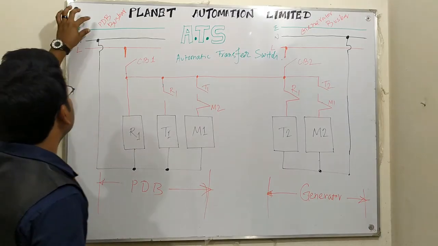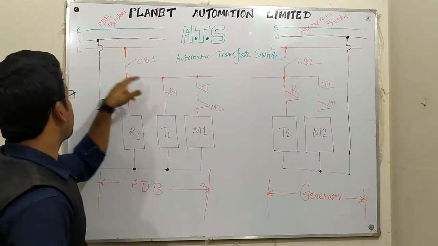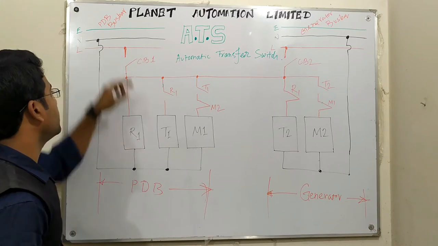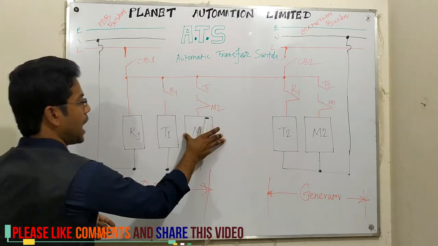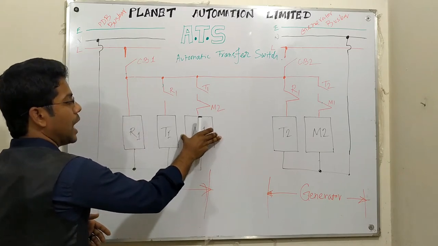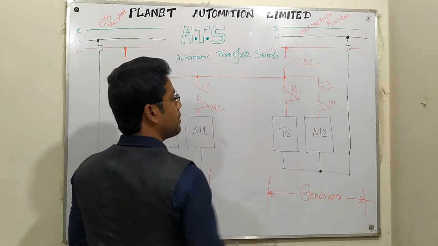This is our earth. First I draw the earth here, the middle is the neutral, and the last is the line. This is our PDB section. This is the PDB M1, the PDB MC, that is the magnetic contactor. And this M2 is the generator magnetic contactor.